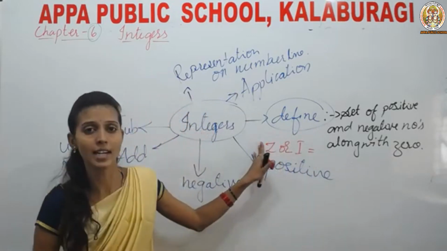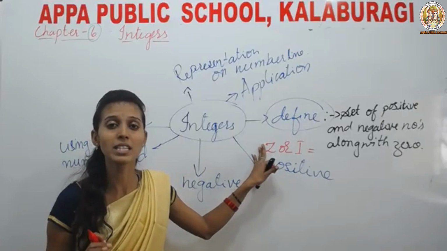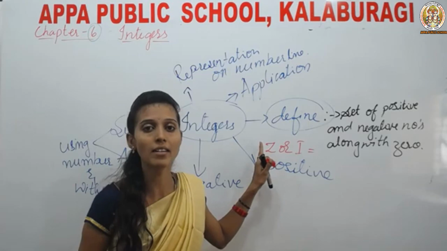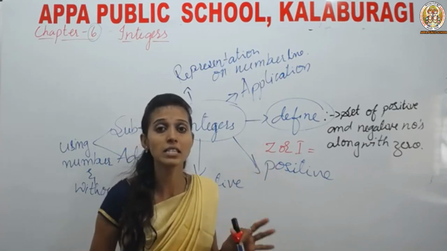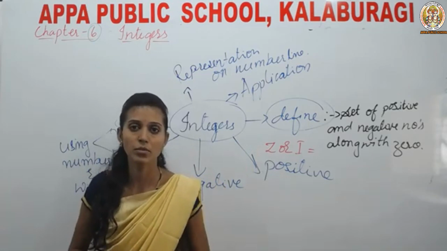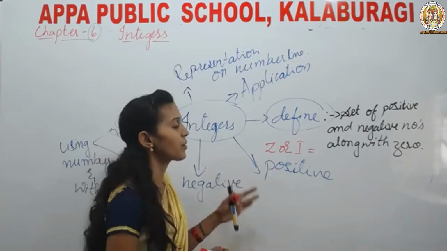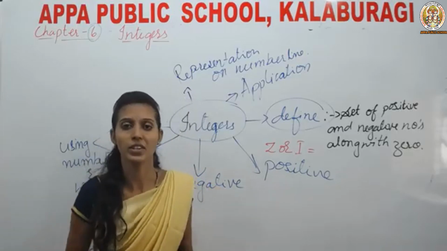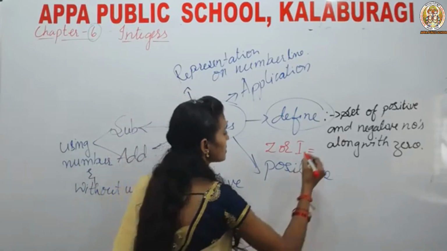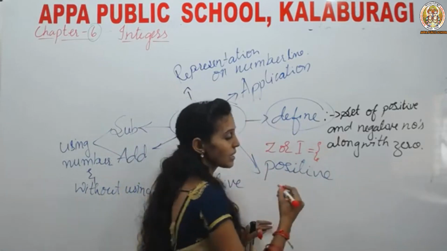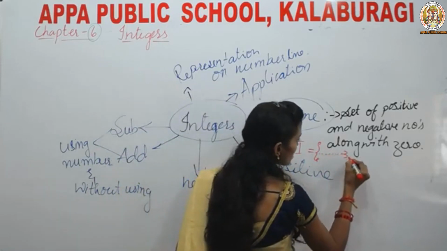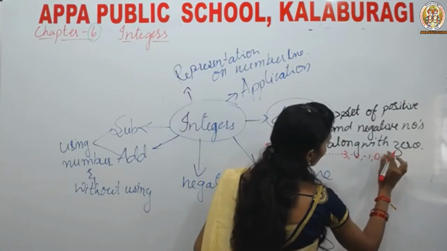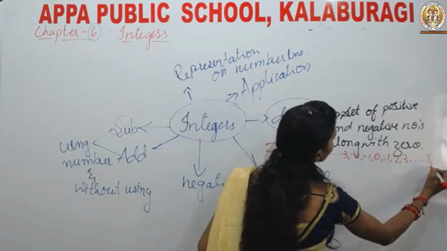Integers are represented by Z. Z comes from the Greek word Zahlen, which means searching. So we are representing integers using the capital letter Z. Here we are searching negative integers, positive integers, and their inverses also, right? So it is nothing but the set of negative integers and positive integers, along with 0.